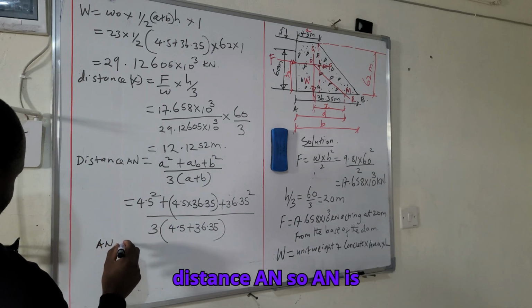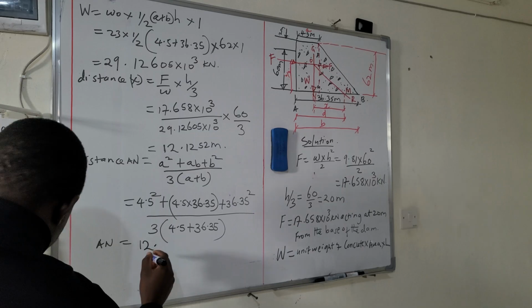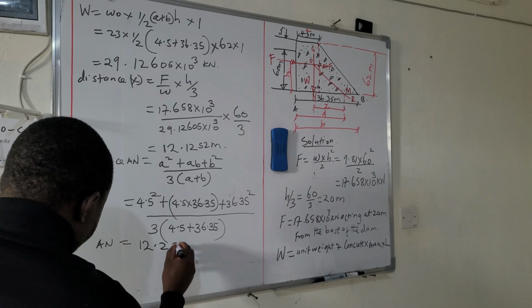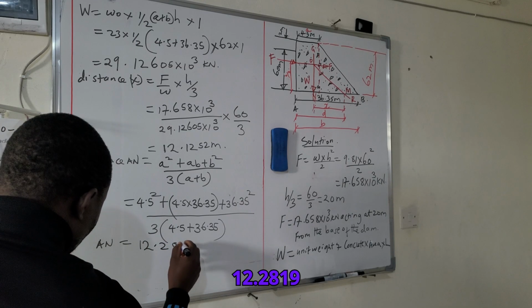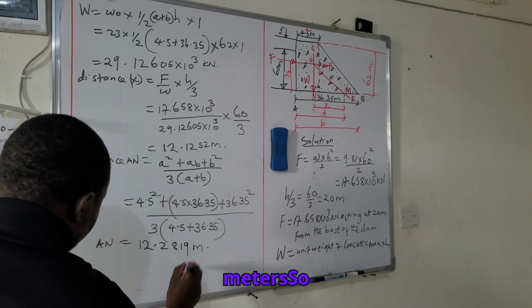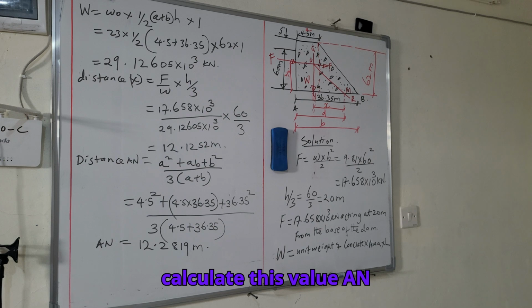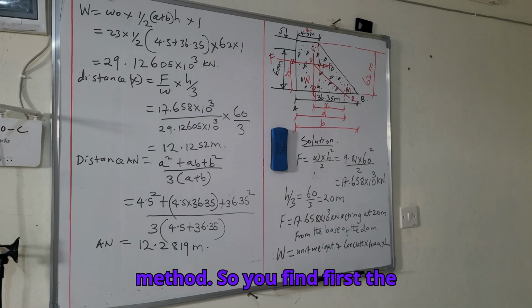So AN is equal to, the answer is 12.2819 meters. So that is our AN. You can also calculate this value AN by considering this method.